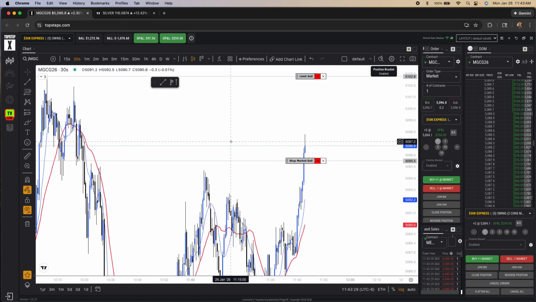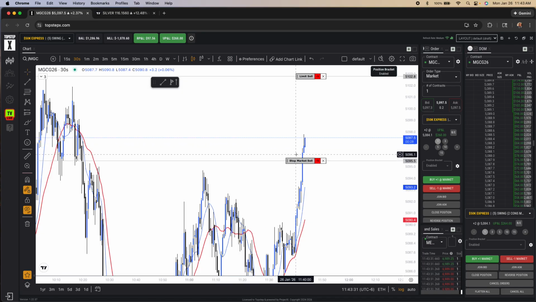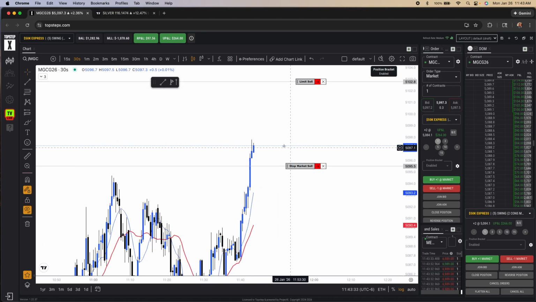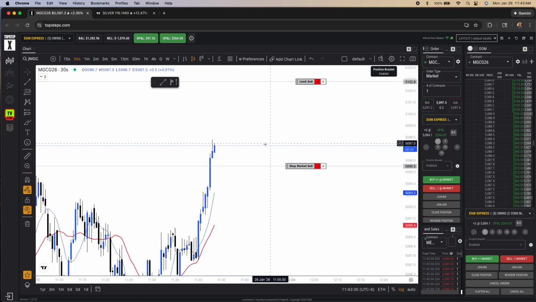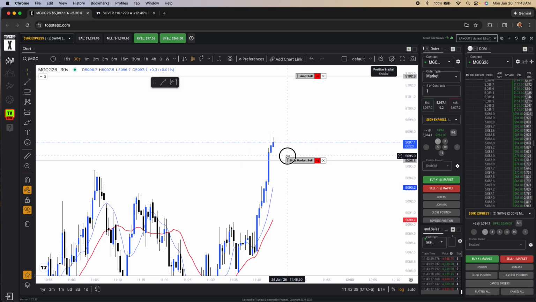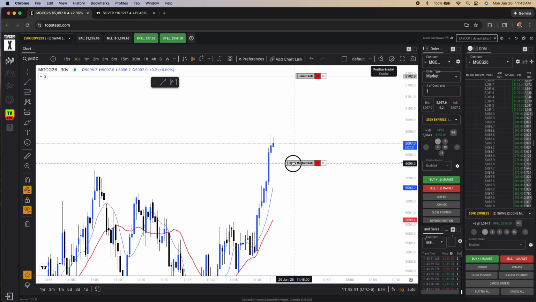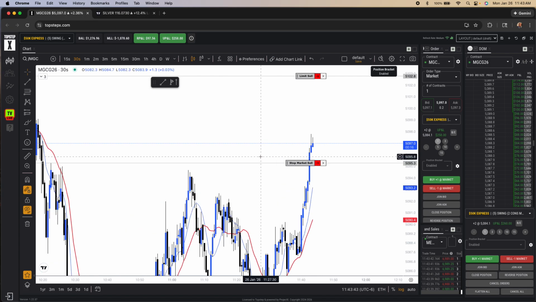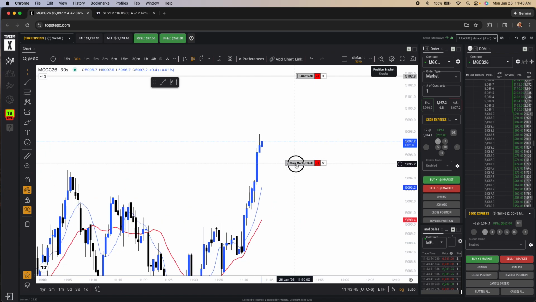Trying to look and see. Let's see if we can push through this seller's wick. If we can, I'm going to start trailing this candle. I may move this back just a tad. Give us a little bit of room.